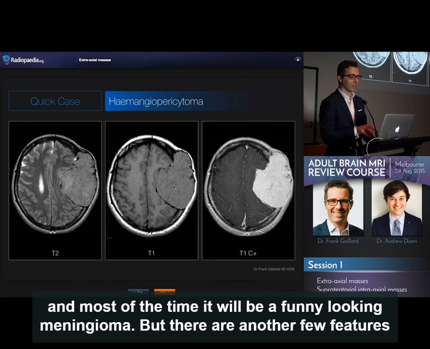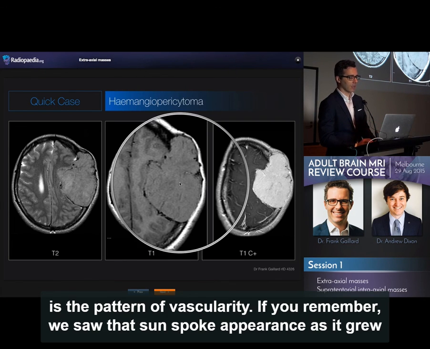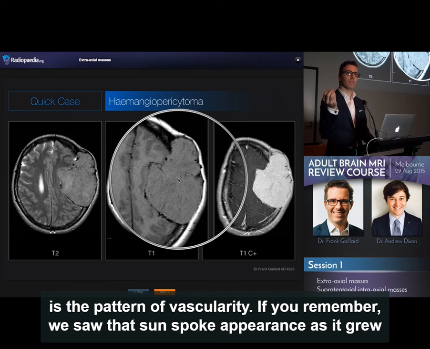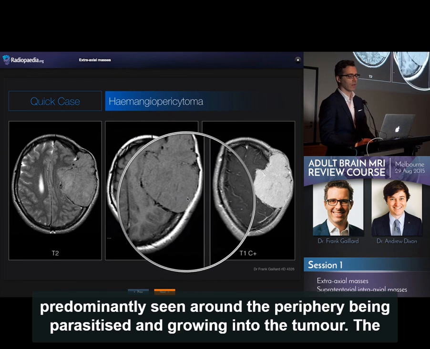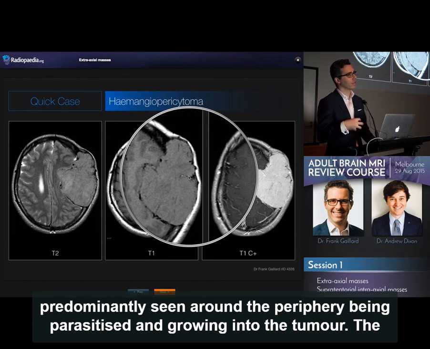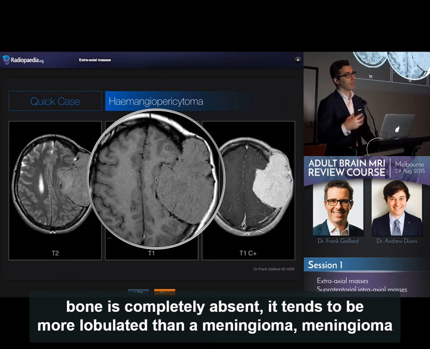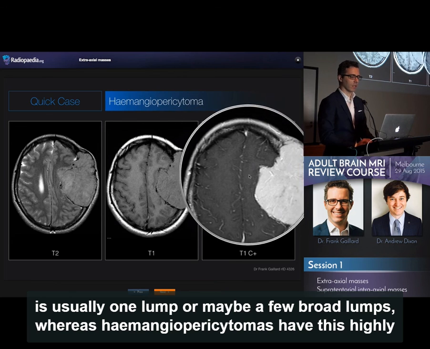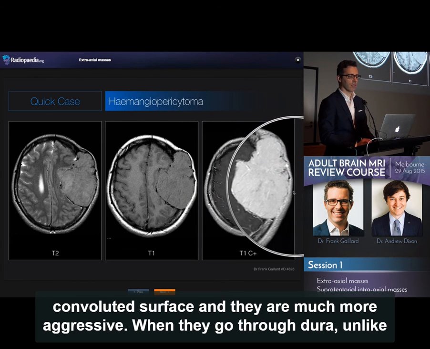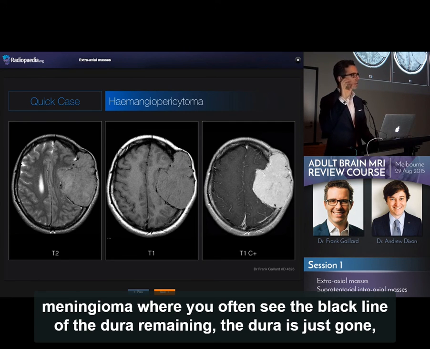But there are another few features here that are helpful in distinguishing hemangiopericytoma from a meningioma. And that's the pattern of vascularity. If you remember, we saw that sunspoke appearance as it grew away from the dura. That's usually absent in hemangiopericytoma, with vessels being predominantly seen around the periphery, being parasitized and growing into the tumour. The bone's completely absent. It tends to be more lobulated than a meningioma. Meningioma is usually one lump or maybe a few broad lumps, whereas hemangiopericytomas have this highly convoluted surface, and they're much more aggressive. And when they go through dura, unlike meningioma where you often see the black line of the dura remaining, the dura is just gone, just as is bone.